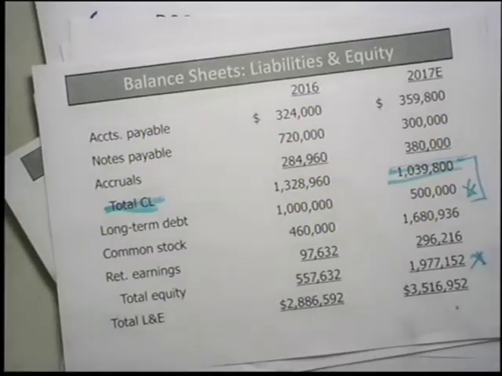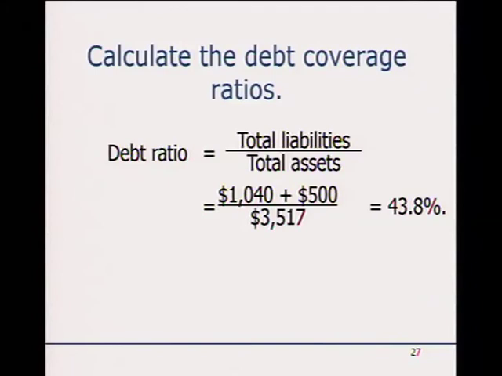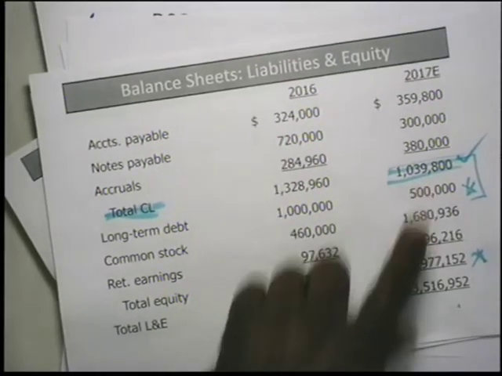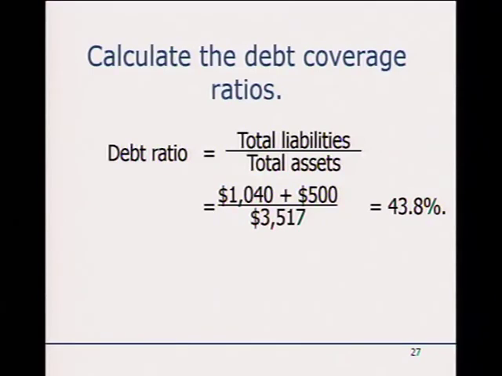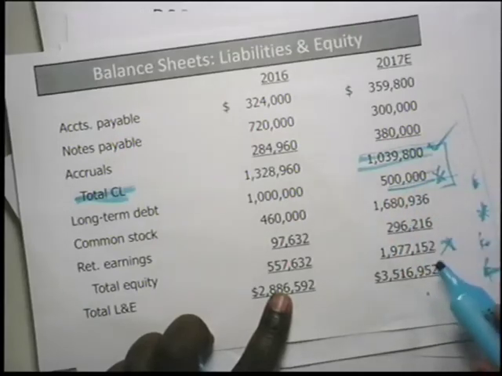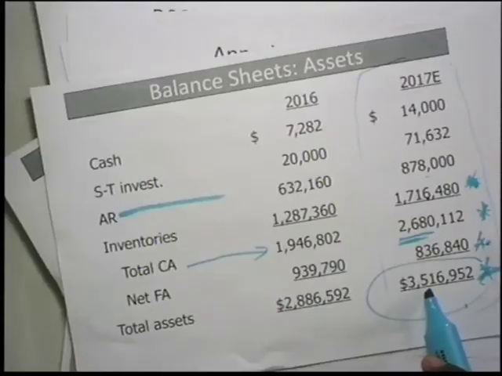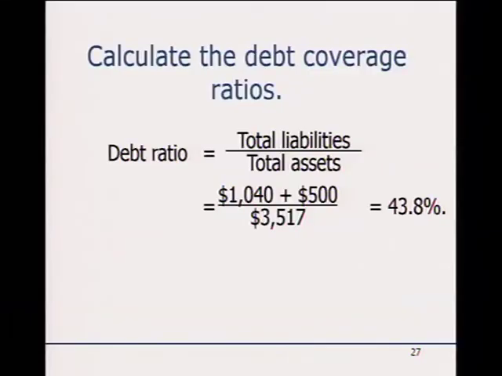Okay. Here are the figures, right? So we have got this one. That is the 1040, right? Rounded up to the nearest 1,000. We'll get 1.40 plus the long-term debt 500,000, right? Which is the 500 divided by the total assets figure, which is 3.517, and it will give us 43.8.